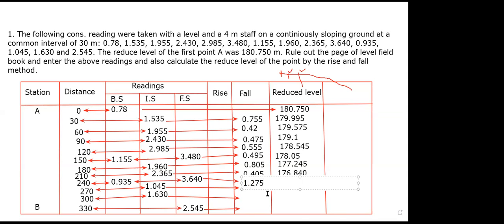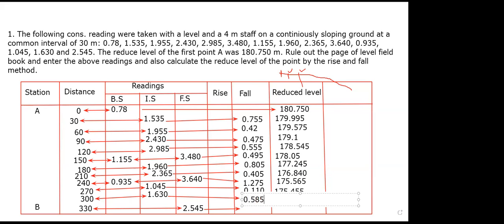For the next point, value of fall 1.275. And reduced level का value 175.565. Okay. अच्छा. Fall value next for the 270. 0.110. Okay. And the reduced level value 175.455. अच्छा.